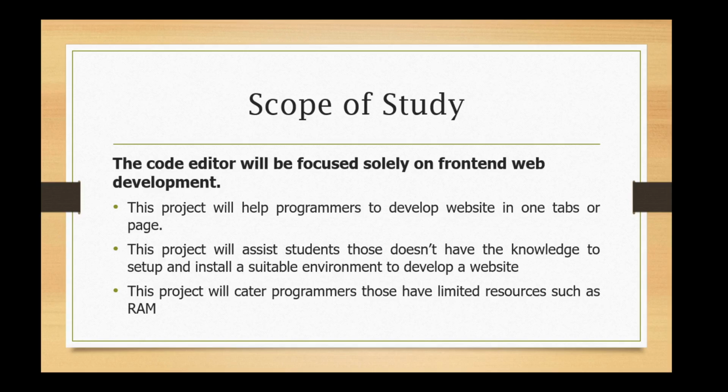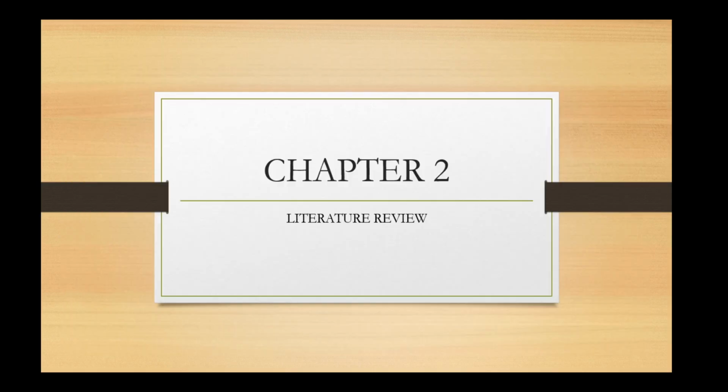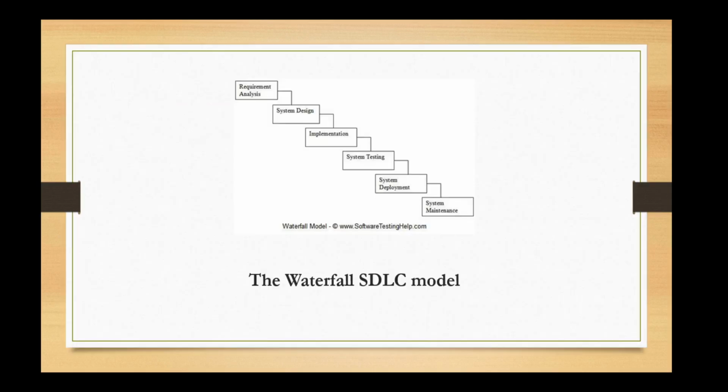So we will go to the next chapter, chapter 2, which is the literature review. This project will use the waterfall software development lifecycle model that has 6 stages. First is analysis, where we research what the project is about, such as web development and code editors, and also include the literature review with similar systems and all. And next is system design, where we form a rough idea on how to develop this application, including the flowchart, system architecture, and the user interface design.